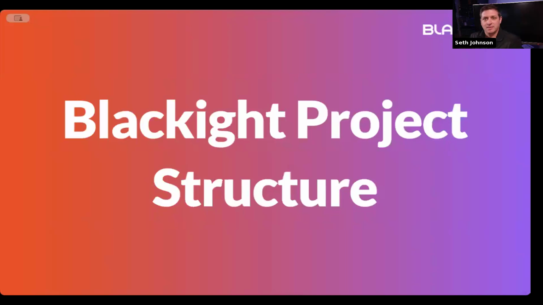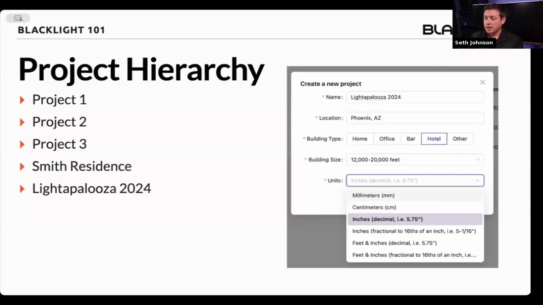So let's dive into a couple of things on the product structure and how we organize things. First up, projects are pretty normal. You got like projects 1, 2, and 3. Smith Residence, Lightapalooza, there you go. We have some metadata that you can fill out for the project itself, like what it is, a business, that kind of thing. It really doesn't go anywhere. The main thing on there is the units. You can configure this in any kind of metric or freedom units that you want.